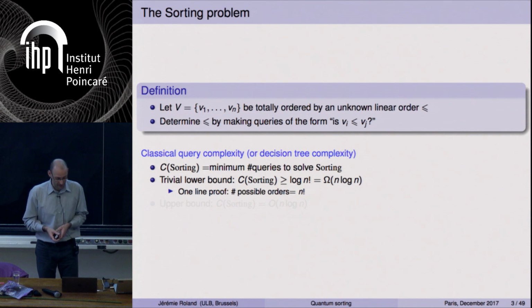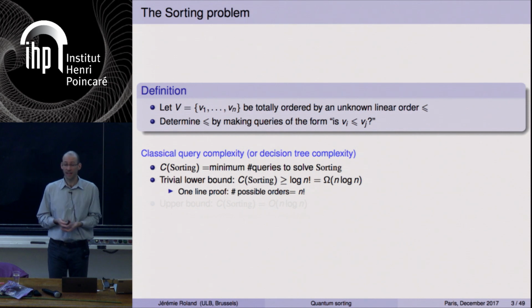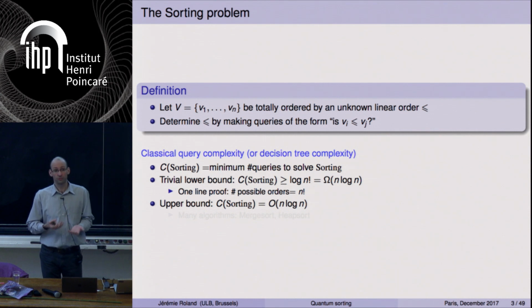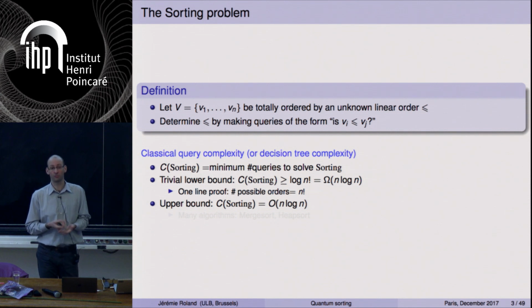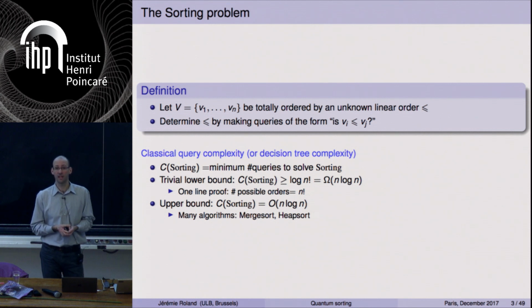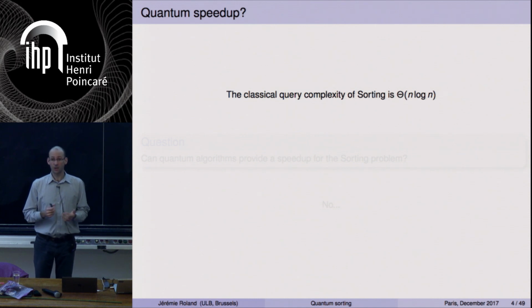Okay, so this is very simple. This is for the lower bound. And of course, the obvious question once we get a lower bound is whether it is tight. In this case, it's not trivial, but it's not very complicated to show that it's indeed tight. There are algorithms that can solve this problem using of order n log n queries. You probably have heard about them: the most famous examples are merge sort and heap sort. They can sort a set of n elements using of order n log n queries. Okay so far? So the conclusion is that the classical query complexity of sorting is n log n.